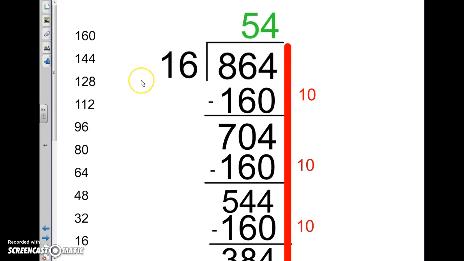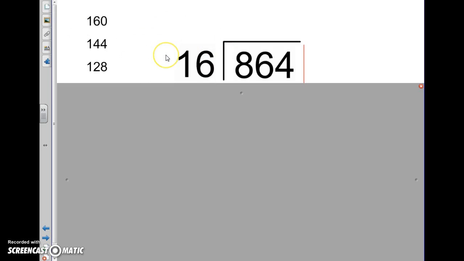Now, that worked great. Nothing wrong with that. I got my answer, 54. We're going to do it another way, see if we get the same answer. And if we do, then we know that both ways worked, right? But let's see if we can solve this just a little bit faster.